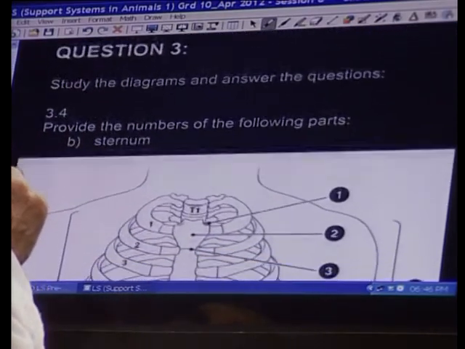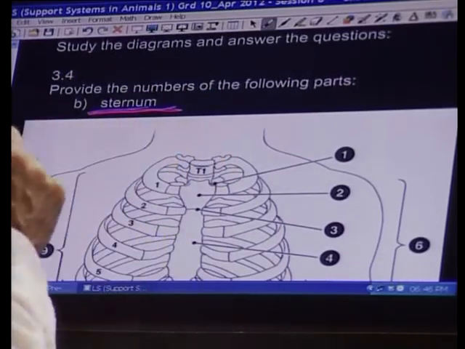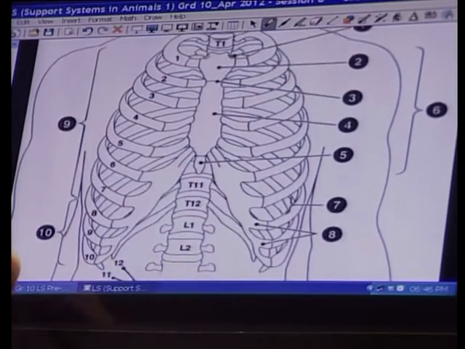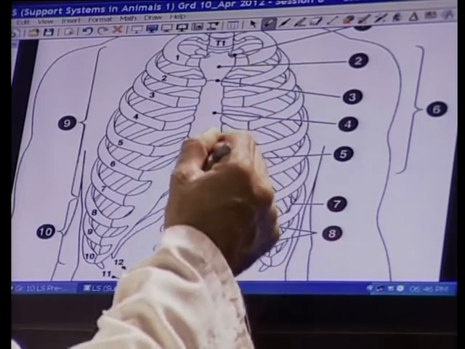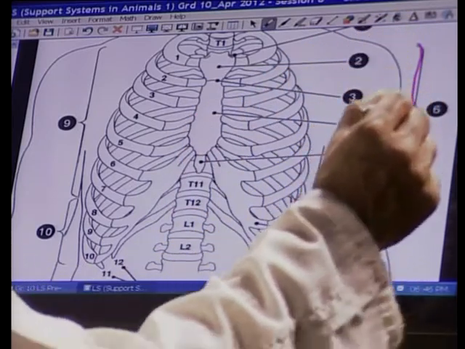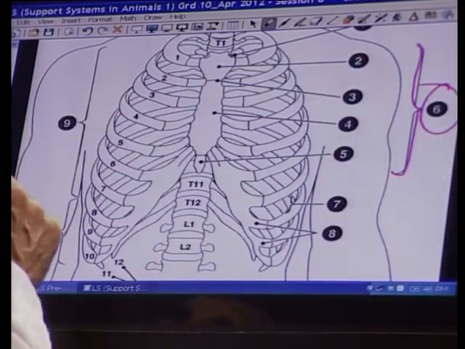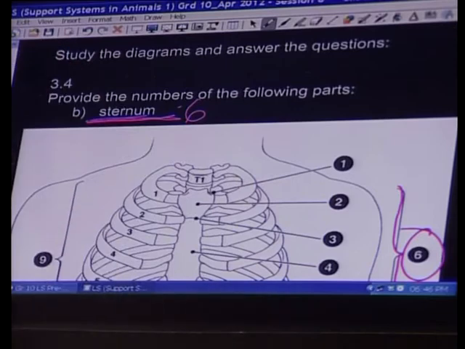And they also want to know the number of the sternum, which number represents the sternum. We looked at the sternum just now, and we can see that 2, 3, 4, 5. They all belong to the sternum, and there's one big curly bracket here, number 6. So the answer here would be 3.4b, number 6.